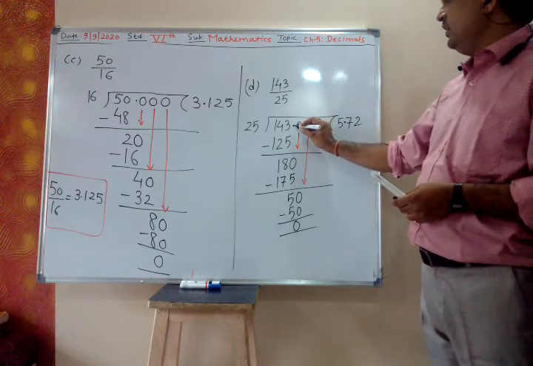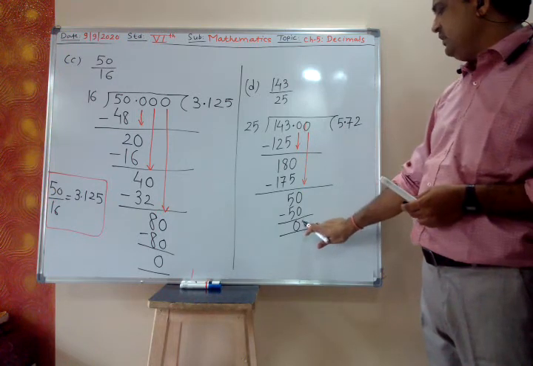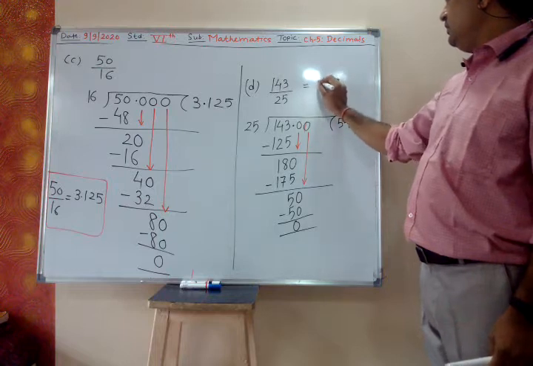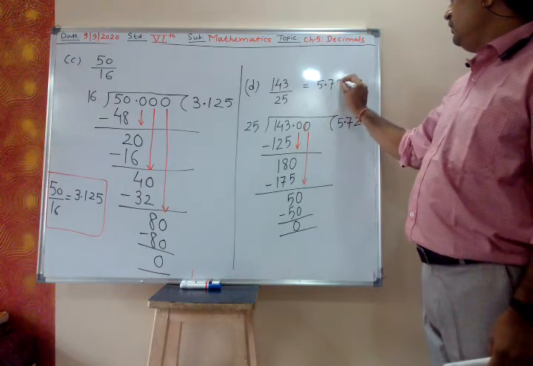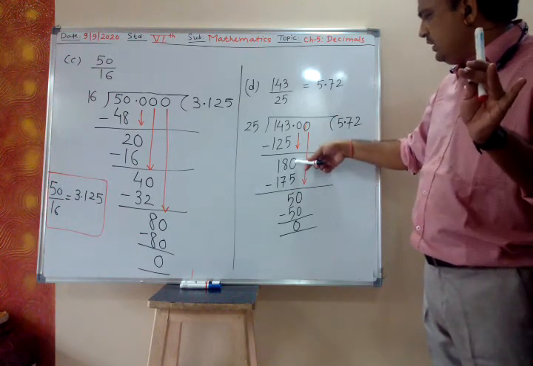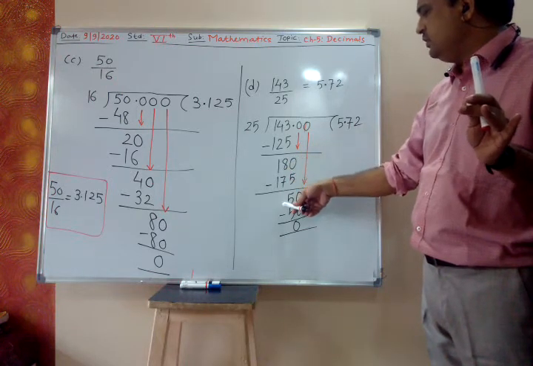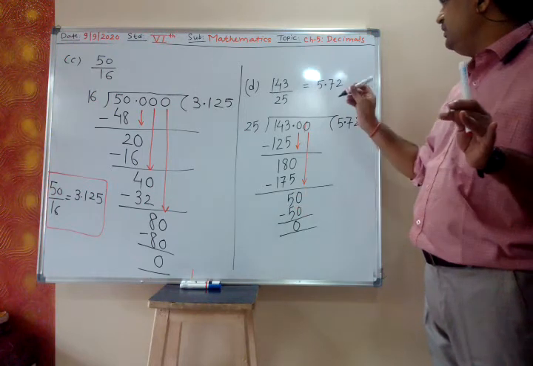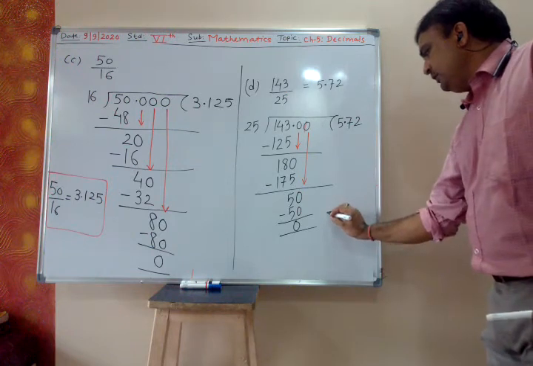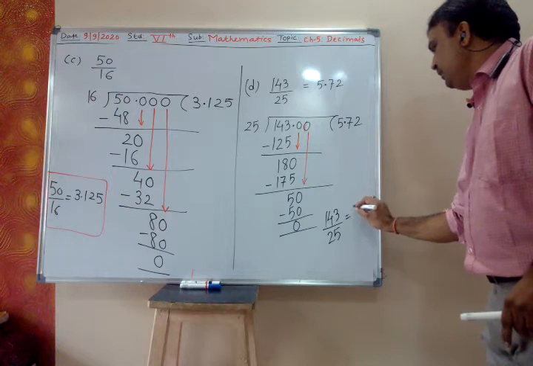We go on adding 0 to the right of the decimal till we get remainder 0. 10 minus 5 is 5, 7 minus 7 is 0, 1 minus 1 is 0. So 0, 0, 5, we simply write 5. So 143 divided by 25 is 5.72.